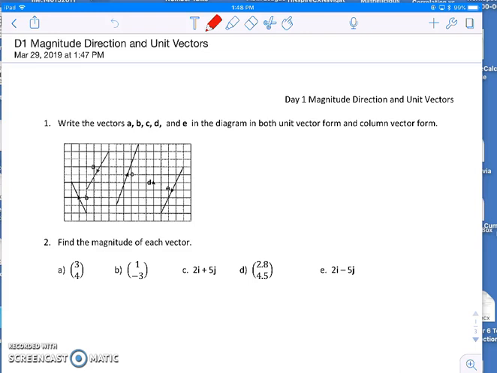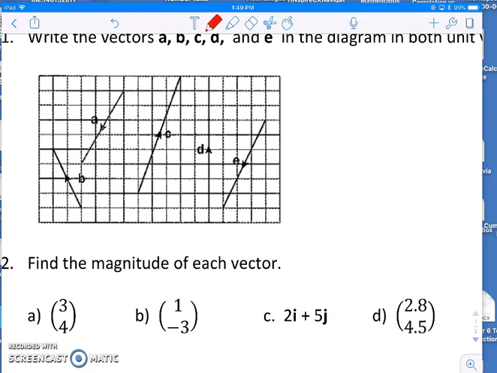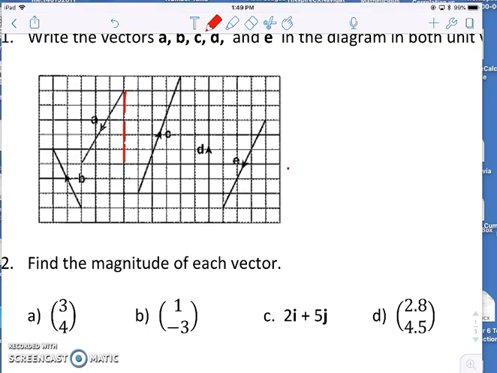So we're going to take a look at a couple of your assignment ones here. This first part, it's really hard to see some of these arrows, but you're asked to draw the vector in unit form as well as column vector form. So all of these, let's take a look at A. That one's not bad to see here.